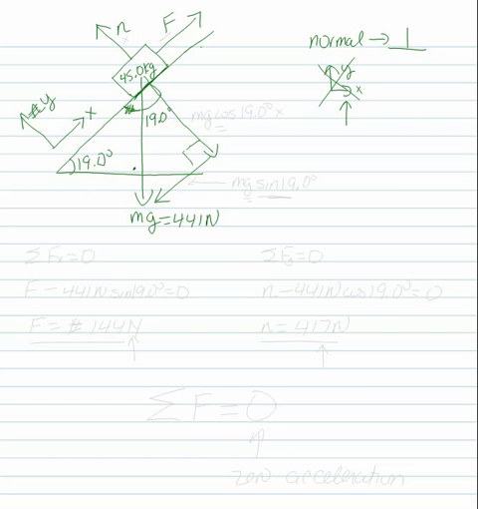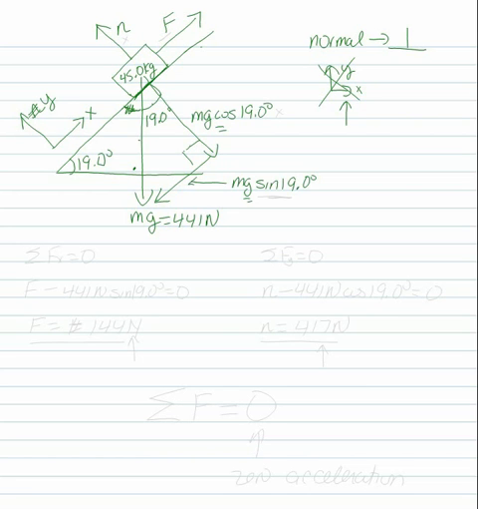Now we have to use sines and cosines. This is where we remember adjacent and opposite, not x and y. Hypotenuse, included angle, adjacent side is cosine. So this is mg cos 19 degrees, which is 441 cosine 19. This component is mg sine 19 degrees, which is 441 sine 19. Be very, very careful when you are resolving into components.